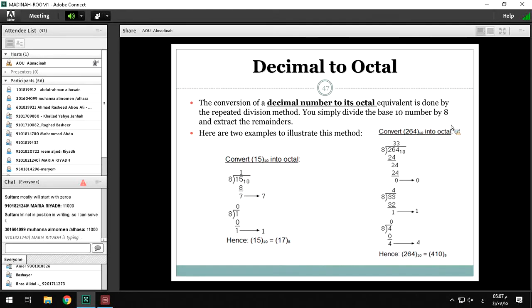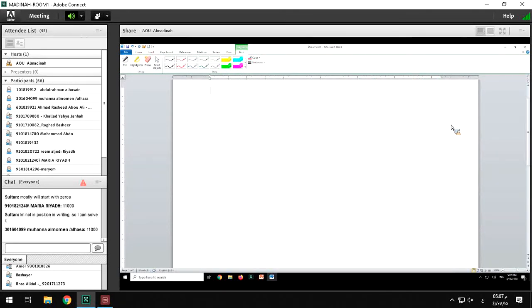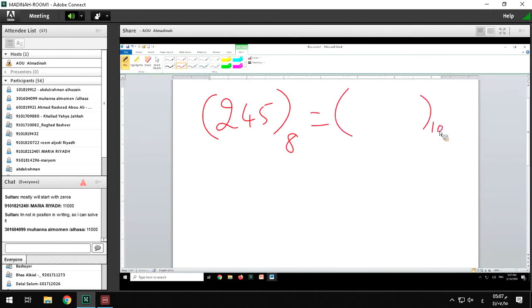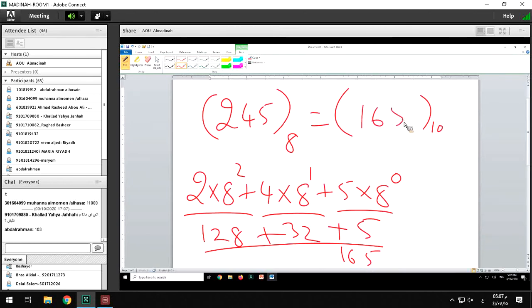Okay. Similarly, we can also convert a decimal number into octal, like we convert an octal to decimal. For example, if I have the octal number 245, what is the decimal? It is 165, I think, right? It is 2 into 8 squared, plus 4 into 8, plus 5 into 8 power 0. So this is 5 plus 32 plus 128, which is 165. 165, right?